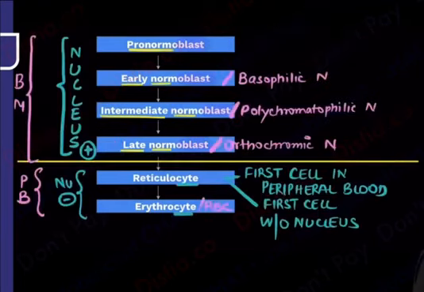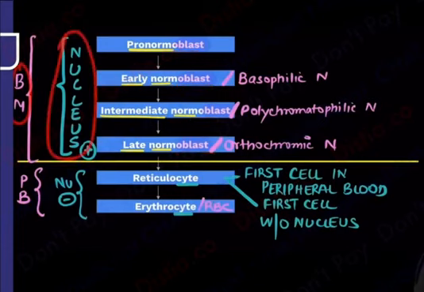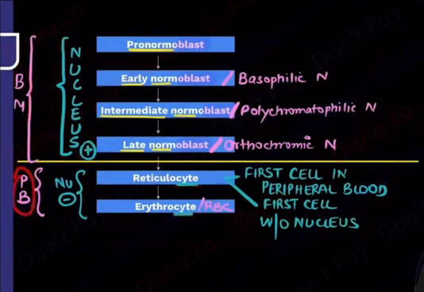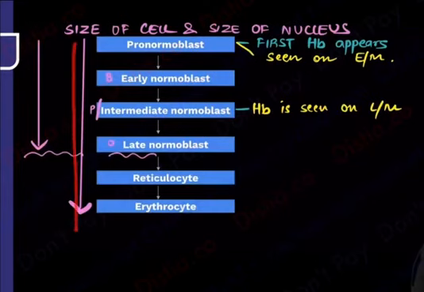Whatever I have taught you, let's do a recap. Till the time I use the word blast, all of them are present in the bone marrow and all of them are going to have the nucleus. But when they are not having the word blast, meaning cyte, meaning this has come in the peripheral blood and it is not going to have a nucleus. Then as I go from top to bottom, the size of the cell decreases, the size of the nucleus, everything is going small. And where is the first cell where hemoglobin appears? It is pronormoblast, but with a catch, only seen on electron microscope. So where will you see it on a light microscope? It is going to be an intermediate normoblast.